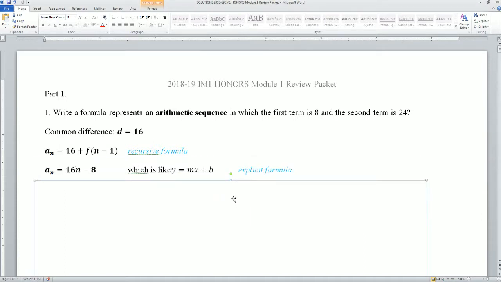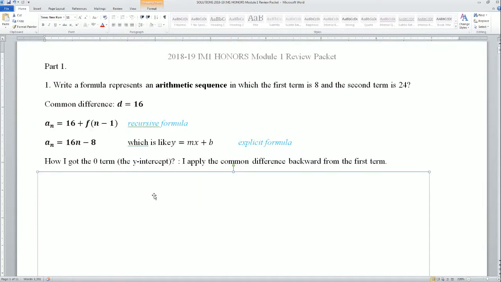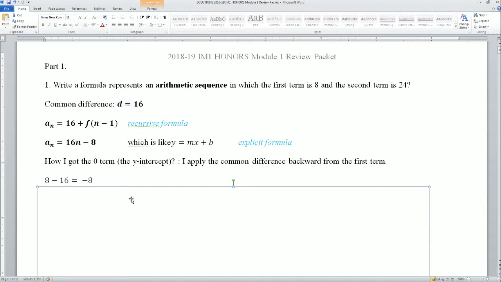Next, I can put it into the explicit form, which looks like y equals mx plus b. So it would be a_n is equal to 16n plus b. 16 is the difference, n, plus b. The b represents the y-intercept. In our case, it would be negative 8. How did I get negative 8? How do I get the 0th term, the y-intercept? I apply the common difference, but I apply that backwards. So 8 was the first term. Subtracting 16 from 8 gets me negative 8. That is how I get the y-intercept, or the 0th term.